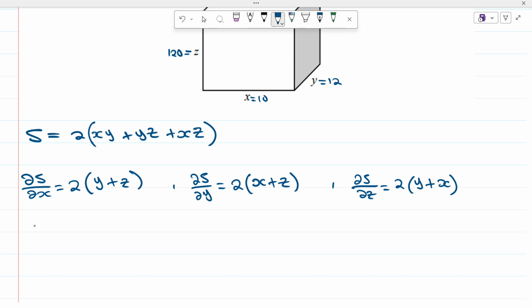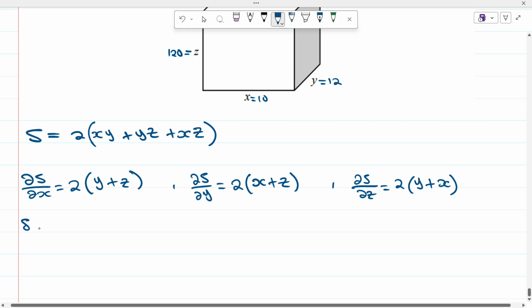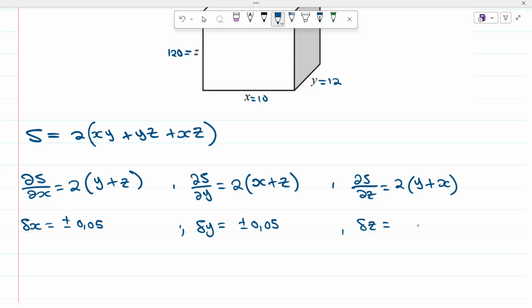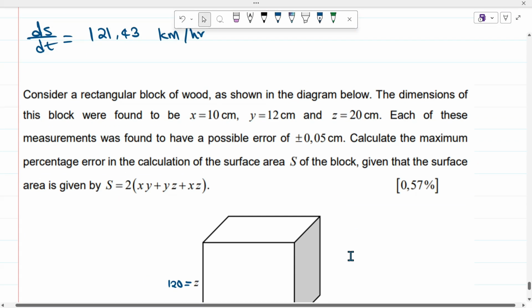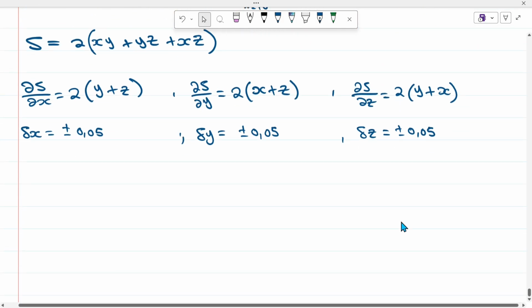So now we can also write down our small changes. The small change in x, they say this is equivalent to plus or minus 0.05. And then the small change in y is equivalent to plus or minus 0.05, and the small change in z is equivalent to plus or minus 0.05. They said it's the same. That's what the question said. They said each of these measurements were found to have a possible error of that. So that's the small change in everything.